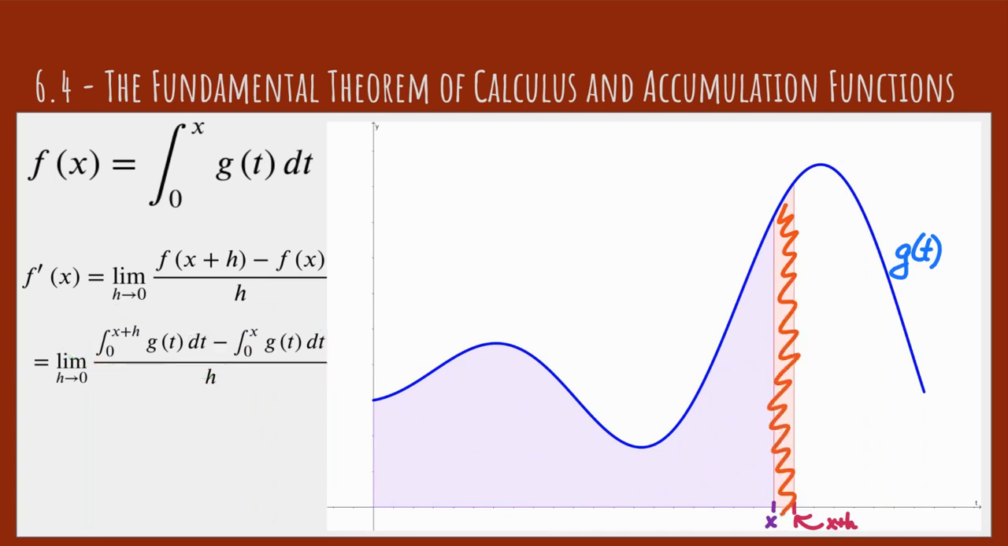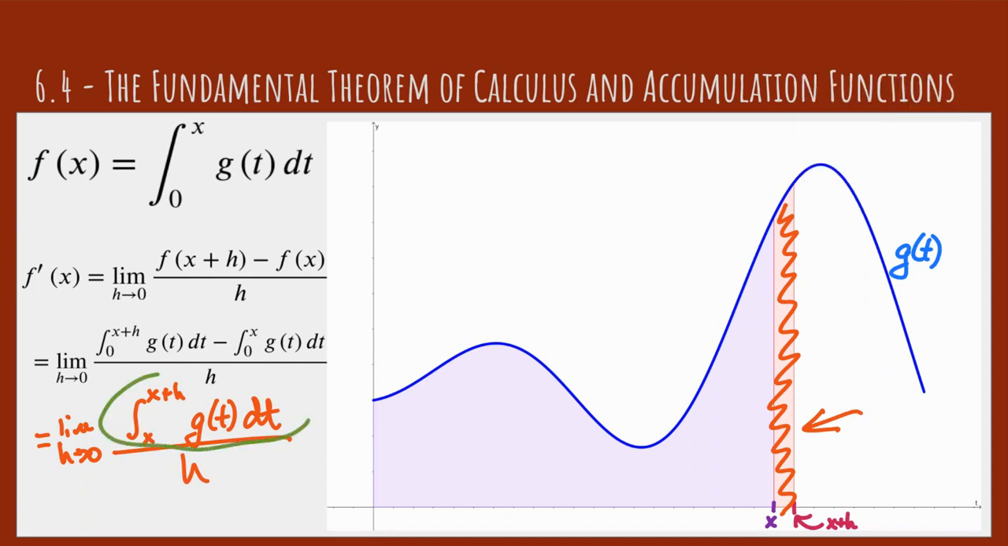So that difference on top is going to be the area given by this right here, which I'm going to write as the limit as h approaches 0. Technically, and I'm going to do this using algebra first, that area is going to be the area from x to x plus h. So it's the integral from x to x plus h of g of t dt all over h. And I want to think of this area a little bit less formally.